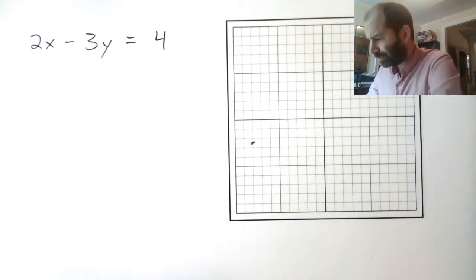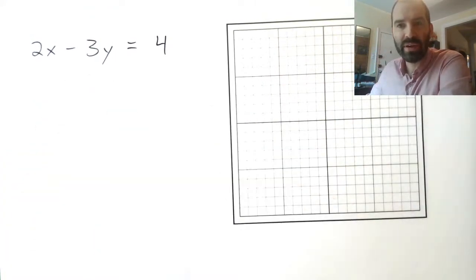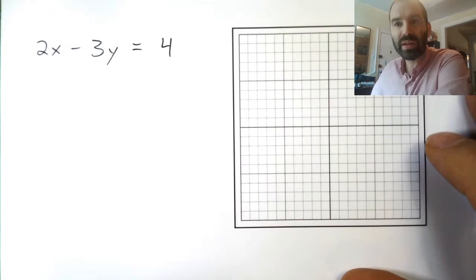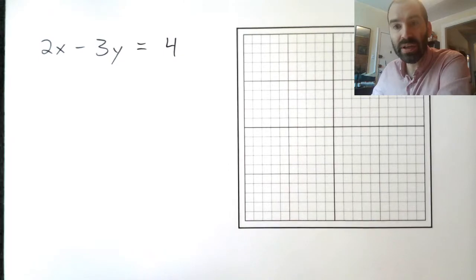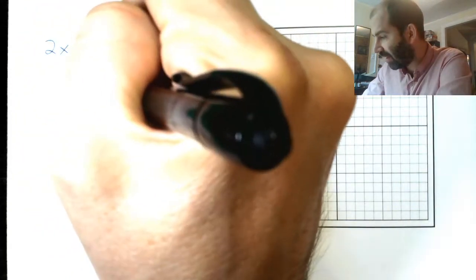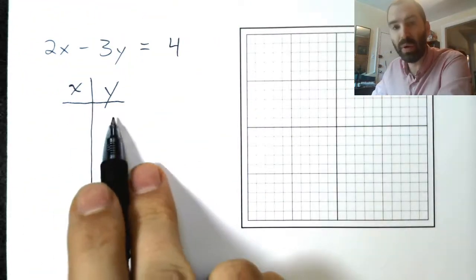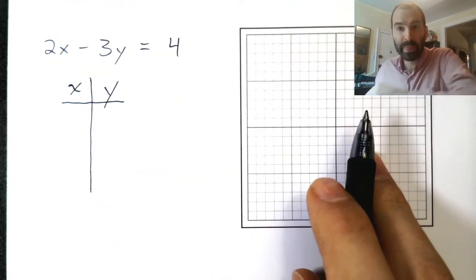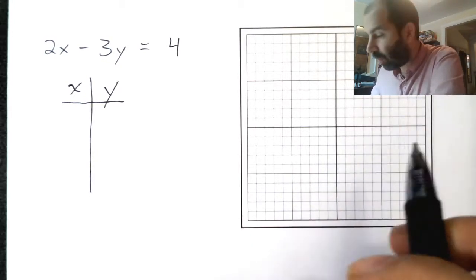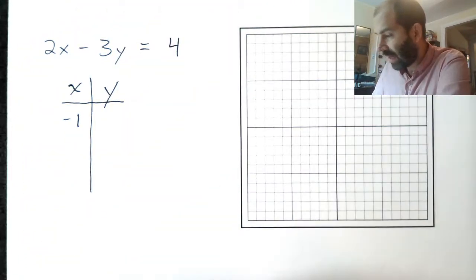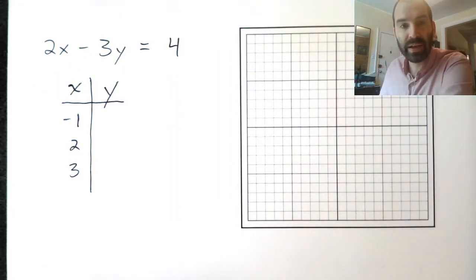Okay, so in our first example, we have this guy. Let's see what we can do to graph this. What I would do, just like in the last video, is make a table of values. I got values for x and values for y, and these will give us points that we can then plot over here. So let's first try -1 for x. And then we'll try some other values here. We'll try 2, we'll try 3.